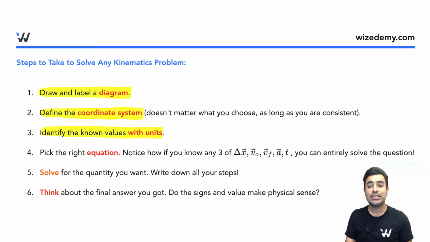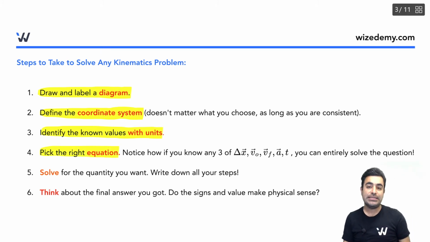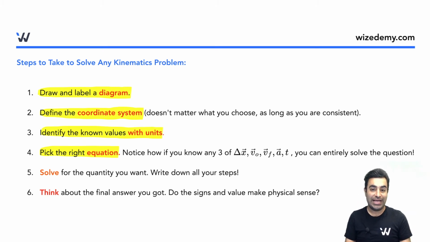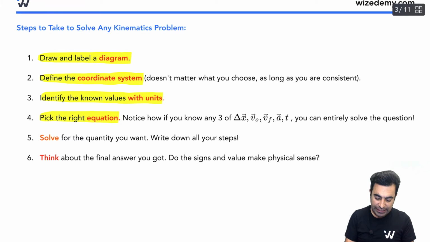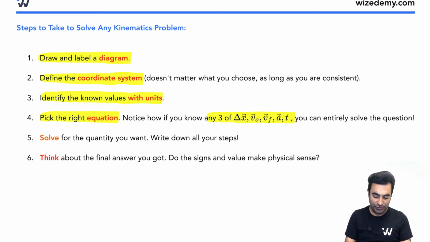In the next step, we're going to identify all the known information, or all the known variables given to us, with the appropriate unit in front of them. Then we're going to pick an equation which basically relates all the known information we have with the unknown asked in the problem. Notice that if we know any three of these quantities, delta x, which is displacement, initial velocity, which is v naught, final velocity, which is vf, acceleration, and time, we should be able to find all the other ones based on the above equations.